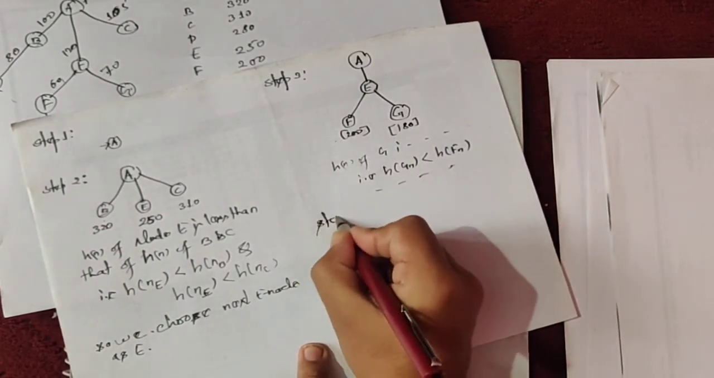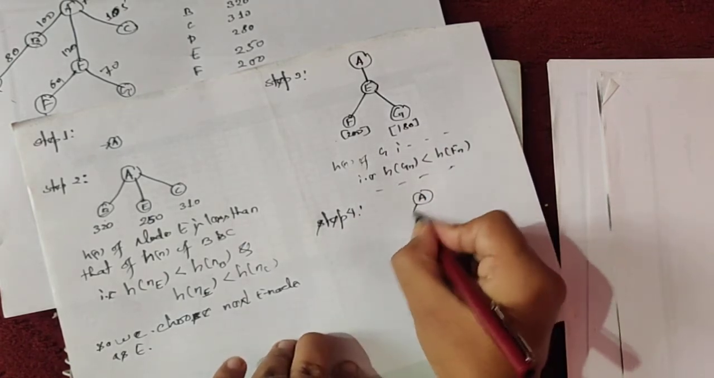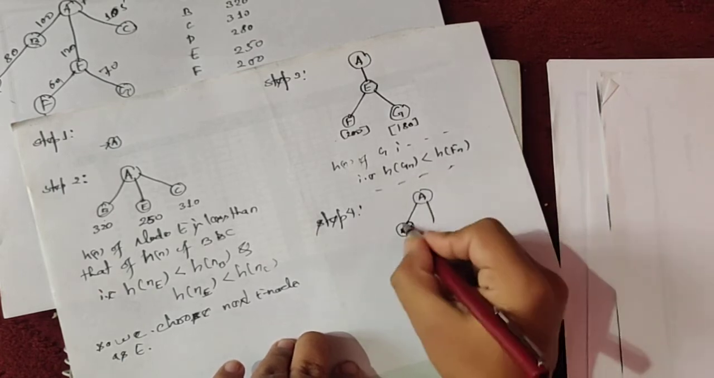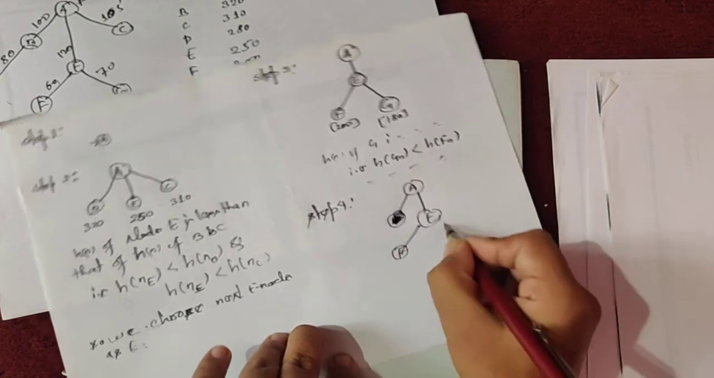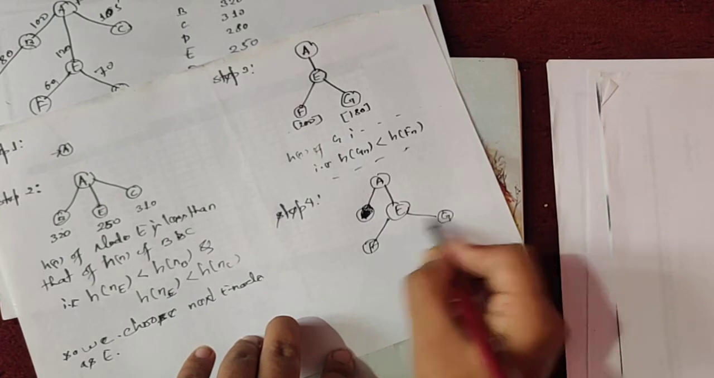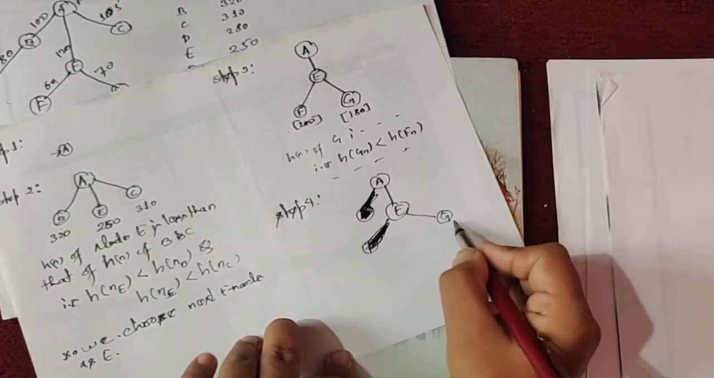So step 4, again we explore A, it is E. Okay, E, F, G. So we have chosen G. Sorry, this is not written. So G.